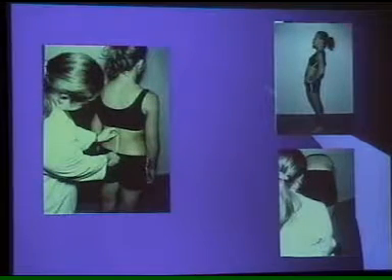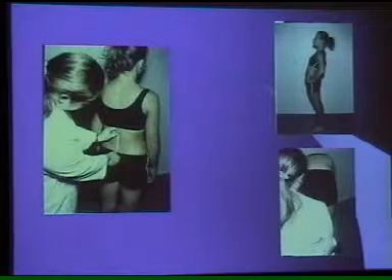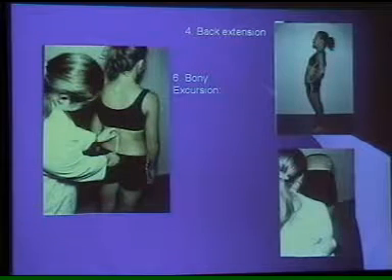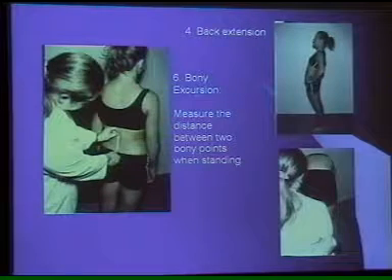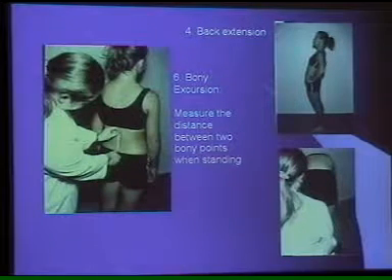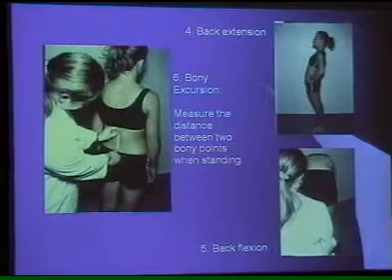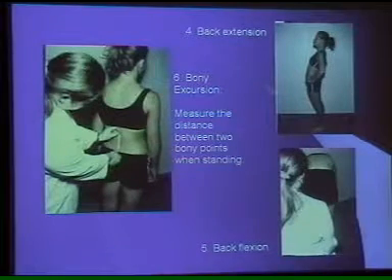The picture on the right shows the extension at the lumbar spine level, and asking the patient to extend while they are standing. There is a measurement involved in bony excursion when the patient is flexing. With a measuring tape, 2 bony landmarks on the back are measured, and then the patient is asked to flex, and that area is measured, indicates the amount of flexion at the lumbar spine. This is back flexion.